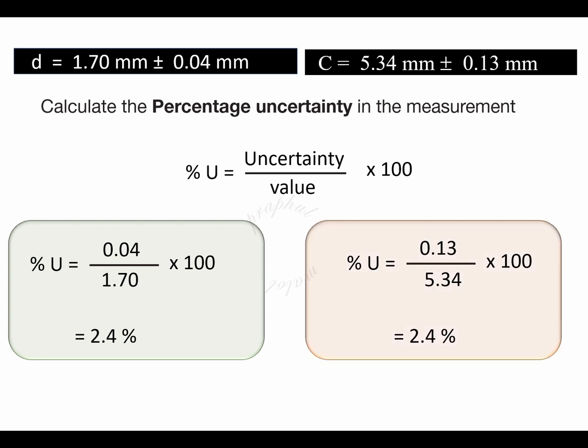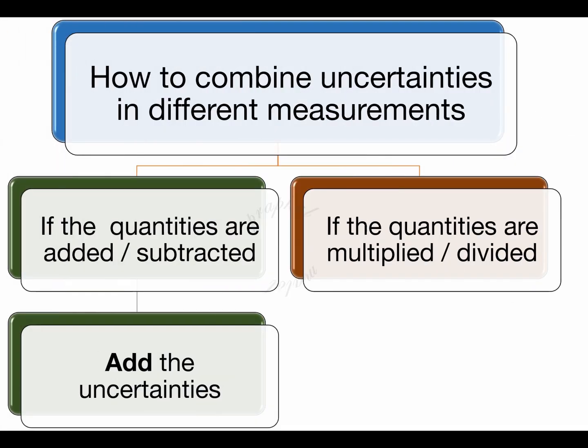What you can understand from here is the percentage uncertainty will not change if there is a constant in the equation. Means the percentage uncertainty in diameter or percentage uncertainty in circumference is just the same, but their uncertainty will be different. Second case of combining uncertainties is if the quantities are multiplied or divided.